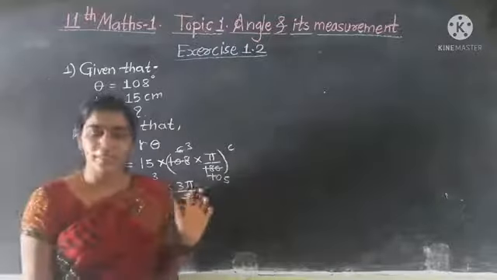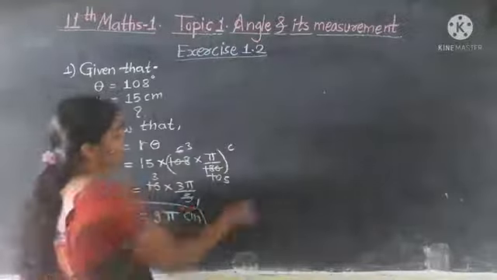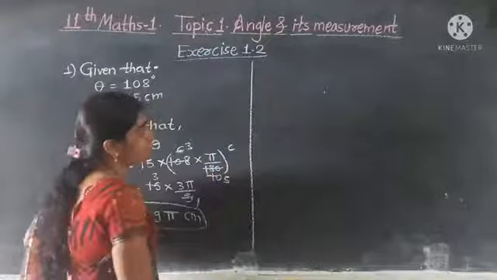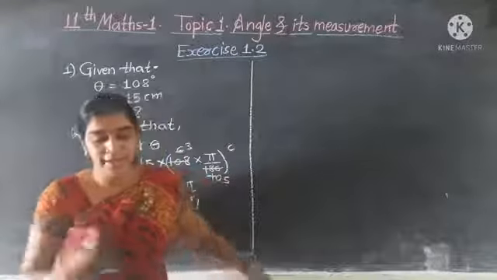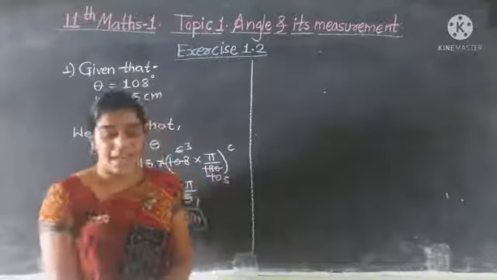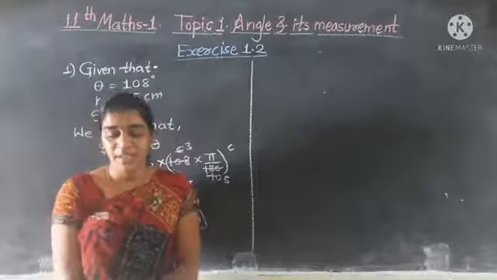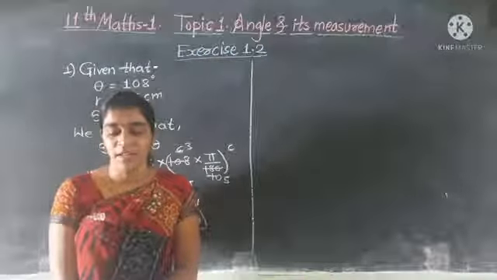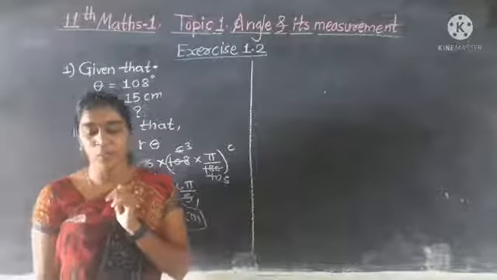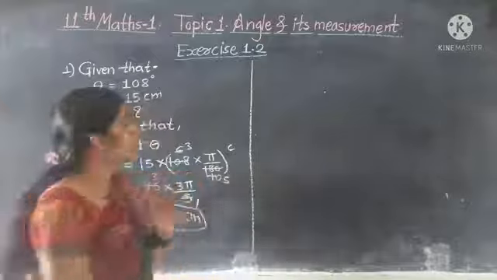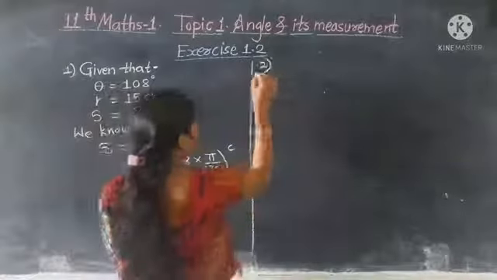Understand first. Similarly, see the second example. The radius of a circle is 9 centimeter. Find the length of an arc of the circle which cuts off the chord of length equal to length of radius. See here, first we draw the figure.